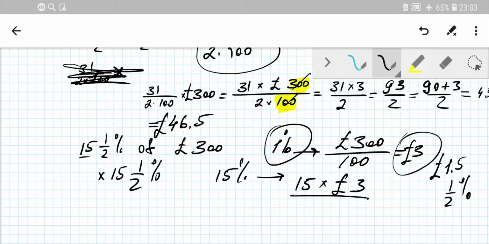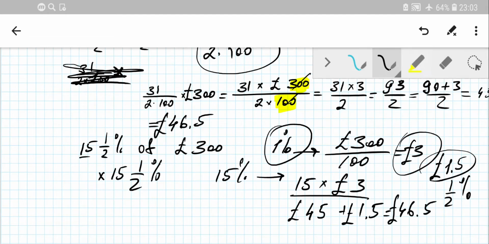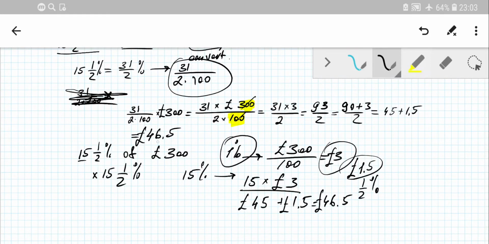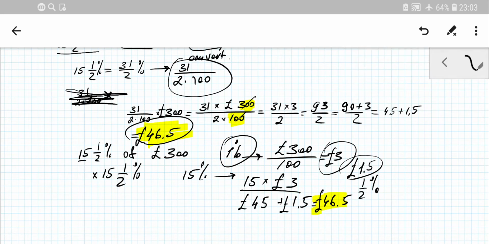So if you combine that, you'll get 15 times 3, so 45 pounds. And on top of that, you need to add 1.5 pounds as well. And finally, you've got the same answer, 46.5 pounds. That's the same as you got on the previous step. So just highlight and compare. All right, so let me try my eraser. Oh, it's weird. Why doesn't it work? It's an eraser. Okay, so let's move on.